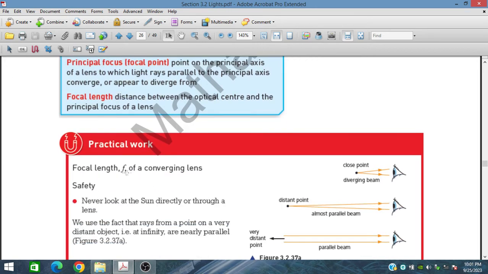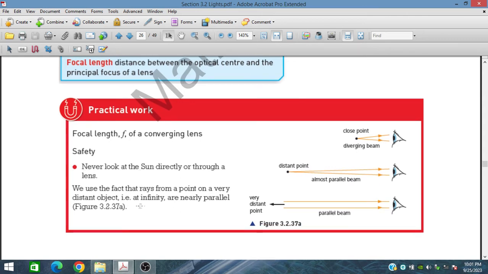The focal length of a converging lens is shown for a distant point, which gives an almost parallel beam. Never look at the sun directly or through a lens. So this is a parallel line. A very distant point gives an almost parallel beam. Here it is a diverging beam. From here it is diverging.